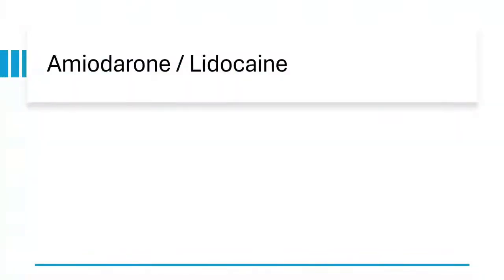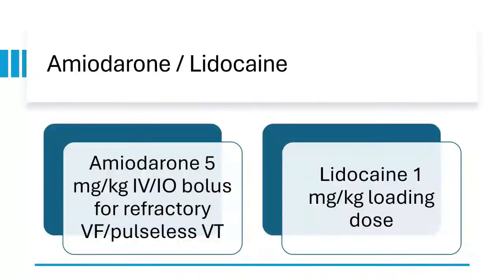And then amiodarone and lidocaine. Anybody know the dosage? Amiodarone is 5 milligrams per kilogram IV/IO bolus for refractory VFib, pulseless VTach. How about for lidocaine? Do you guys use lidocaine? So I don't see lidocaine used as much anymore, but we still do have the guidelines being 1 milligram per kilogram as the initial loading dose.